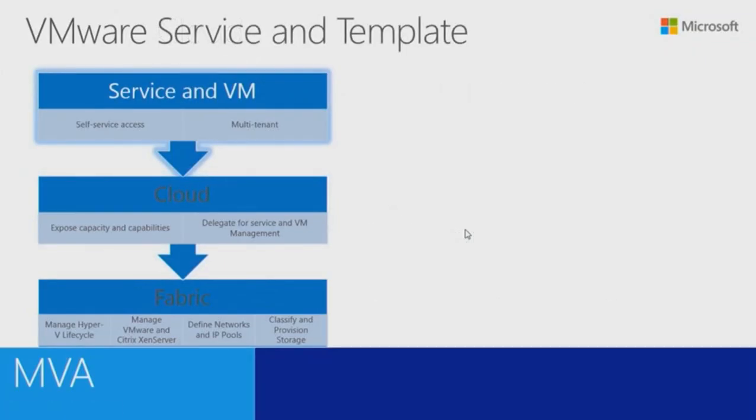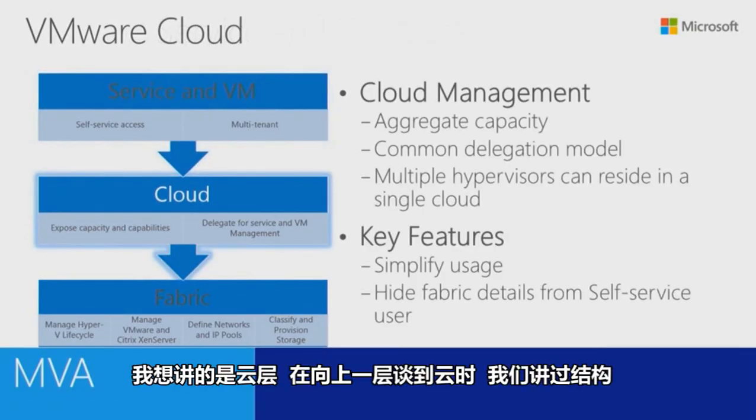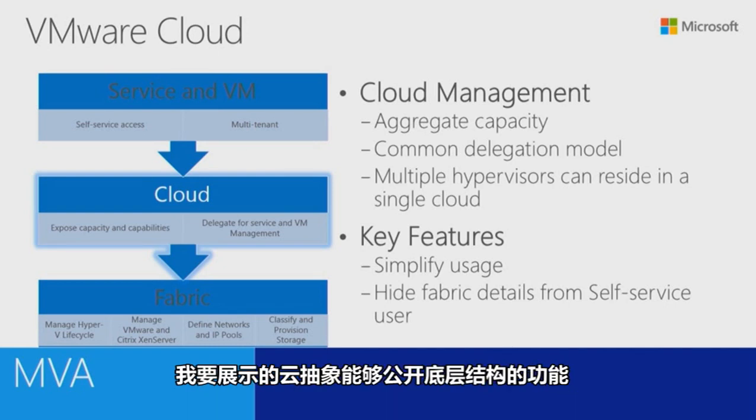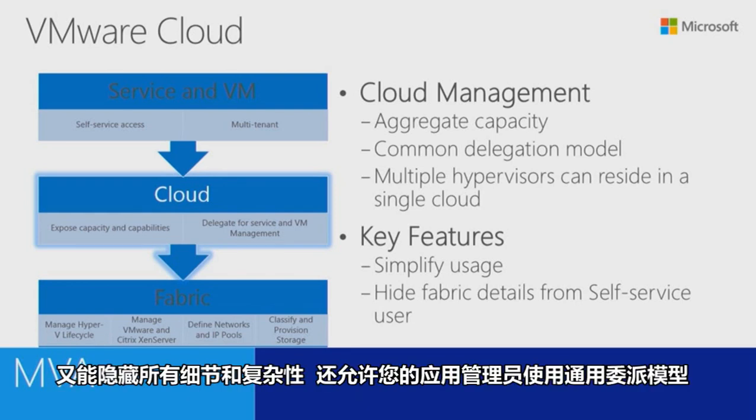That's right. So now I'm going to switch back to my slides for a second. And I want to talk about our cloud layer. So we've covered the fabric. We're now bubbling up a level to the cloud. Our cloud abstraction, which I'm going to show you, allows you to expose your capacity and capabilities of the underlying fabric without exposing all that detail and complexity. It also allows you a common delegation model for your application administrators.